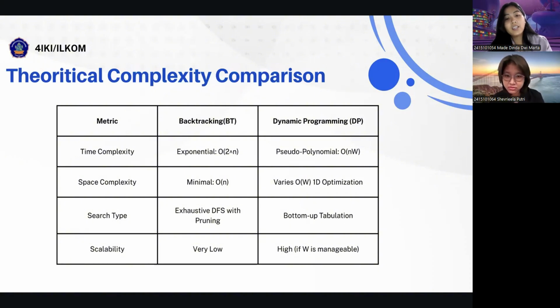On scalability, backtracking is very low, and dynamic programming is high if the W is manageable. In short, both algorithms will give you the perfect optimal solutions, but dynamic programming is designed to be much more efficient as the problem gets bigger.